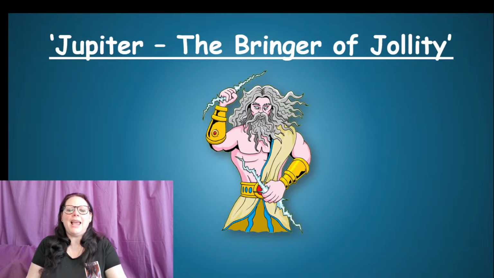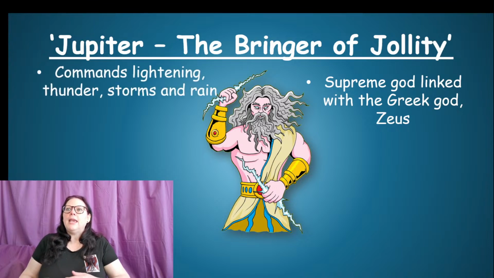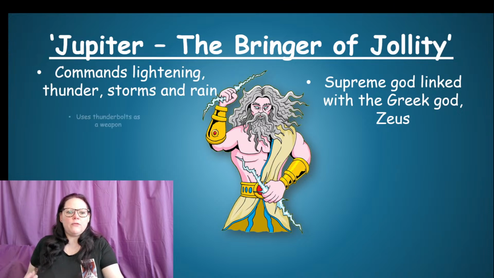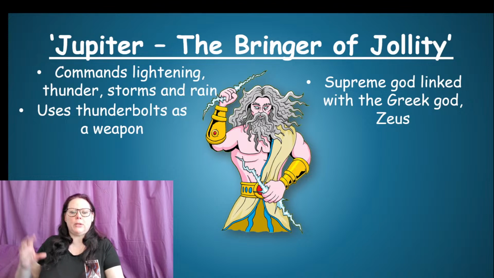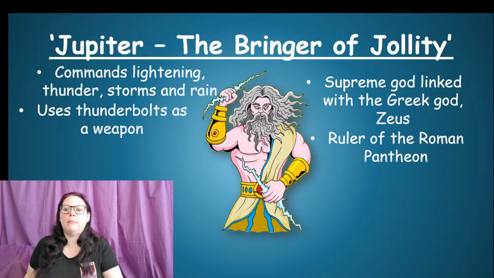So let's think about Jupiter, the Roman god, the reason that Jupiter, the planet, is called Jupiter, the king of the planets. He is the supreme god linked with the Greek god Zeus, and he was the supreme god of all the Roman gods. He's a sky god. He commands the lightning, the thunder, the storms, the weather, the rain, all of that. And he uses thunderbolts as a weapon. And you can see he's got one of those in his hand. As I said, he's the king of the gods. He's the ruler of the Roman pantheon.